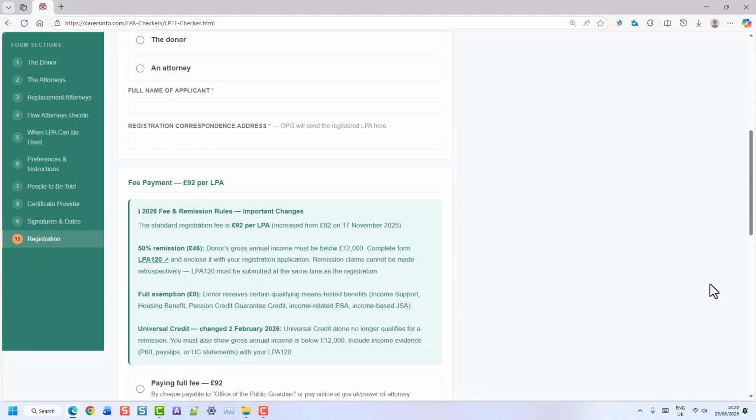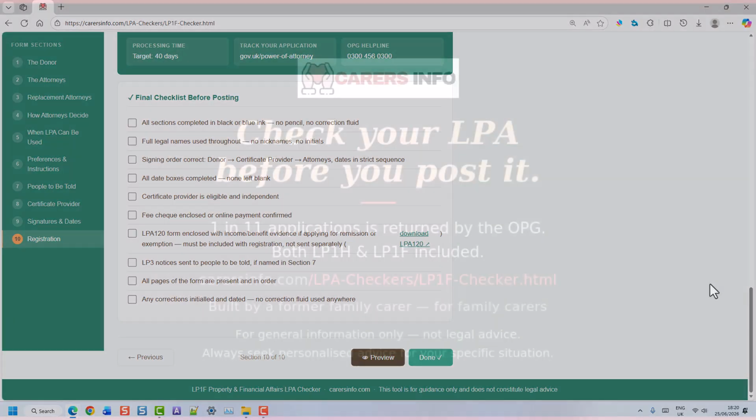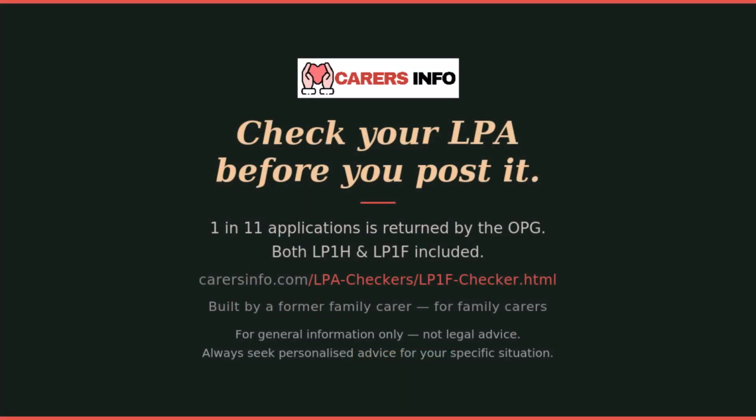Find it at carersInfo.com/LP1F-checker.html. In the next video, we look at the LP1H checker, the Health and Welfare LPA, and how to use it.